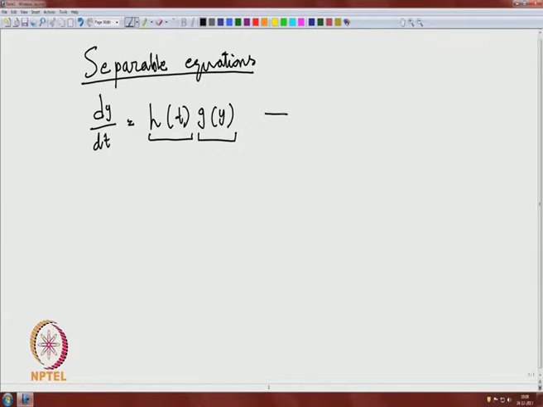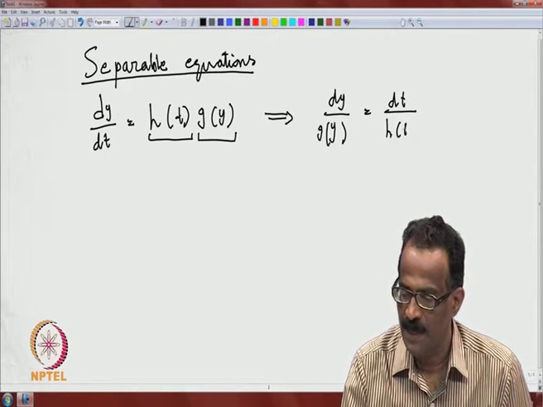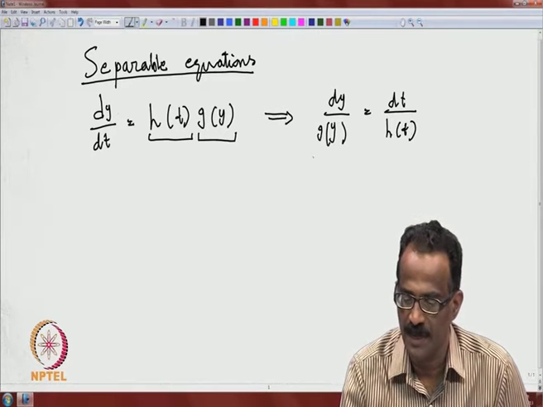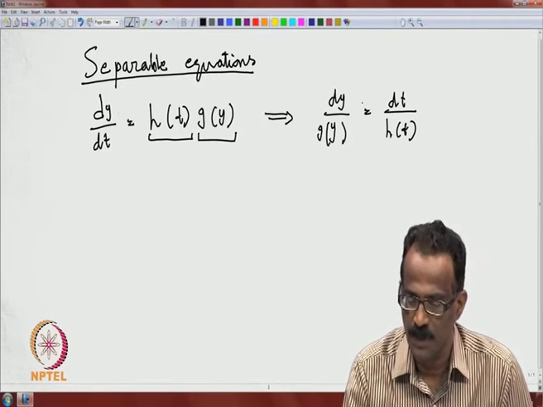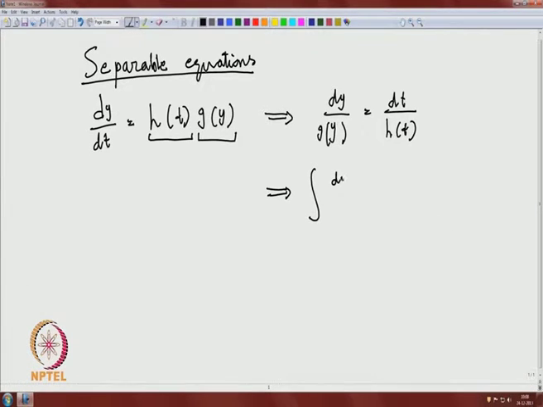So, you can write this formally in the form dy/g(y) is equal to h(t) dt, and then one can integrate, because it is an integral, and then find the solutions. This implies you can have the integral of dy/g(y) is equal to the integral of h(t) dt plus a constant, which can be solved. So, this is also an easy class of equations among nonlinear equations in general, which can be solved easily.